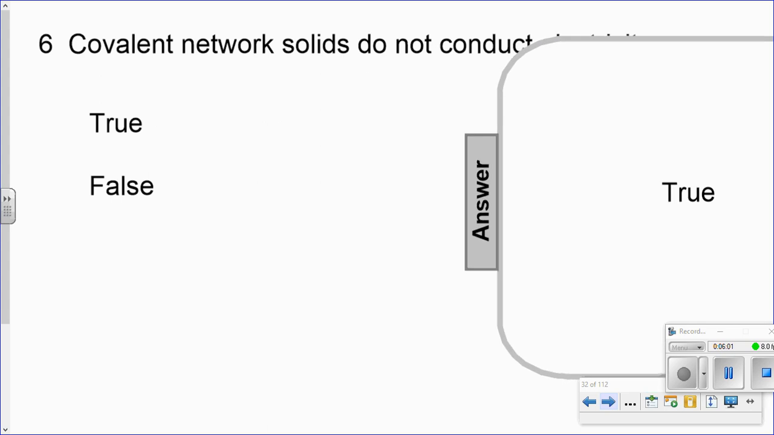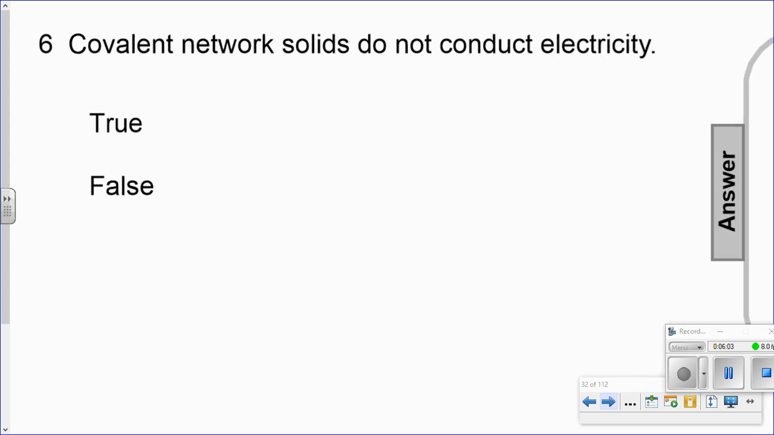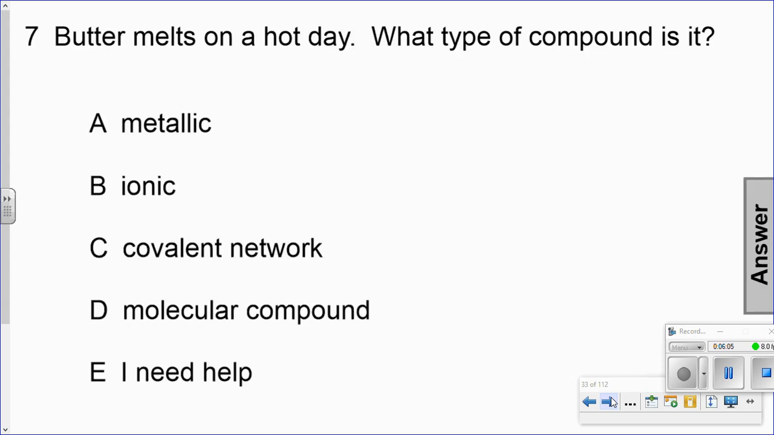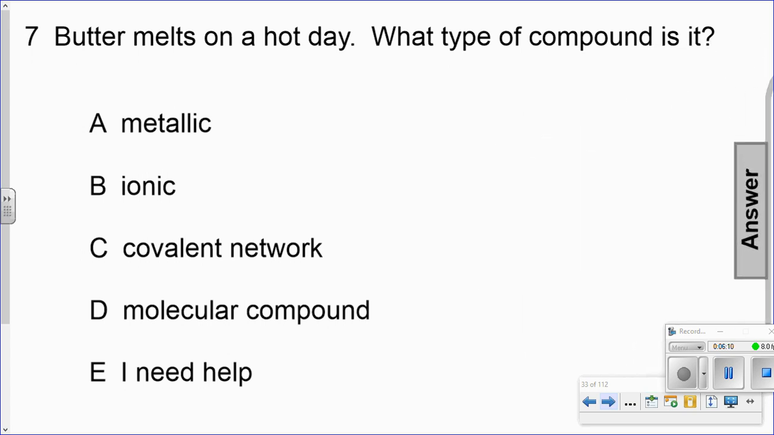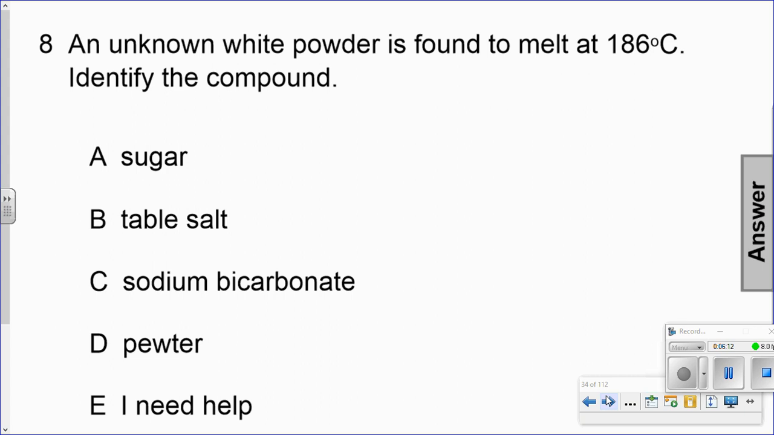There you go. And here we are. Next one.